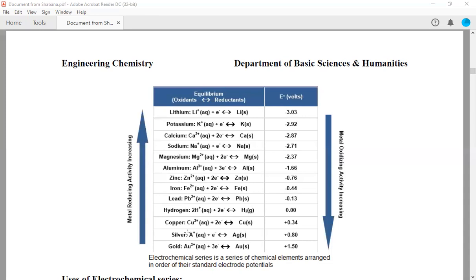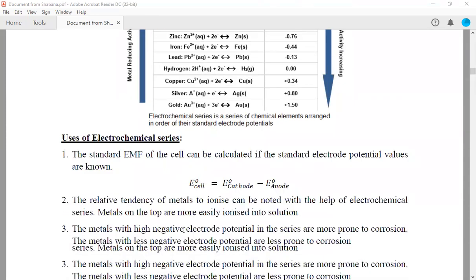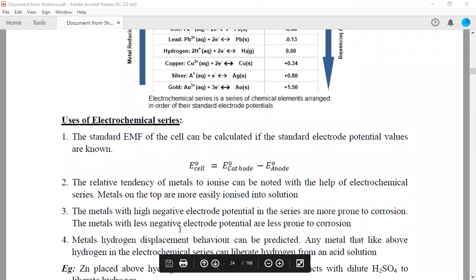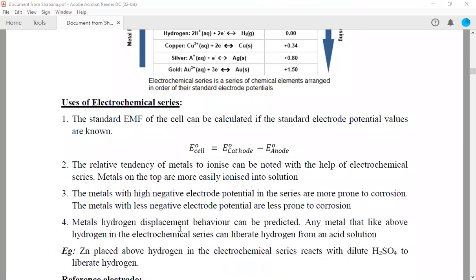So these are the significance of the electrochemical series. Coming to the uses of the electrochemical series, whatever I told here comes under the significance and the uses. See here, the use of the electrochemical series is that the standard electromotive force of the cell, the EMF of the cell, can be easily calculated by using a formula, that is E cell is equal to E cathode minus E anode.